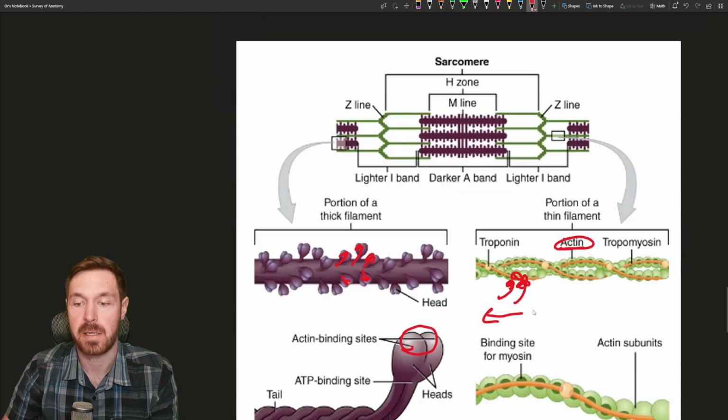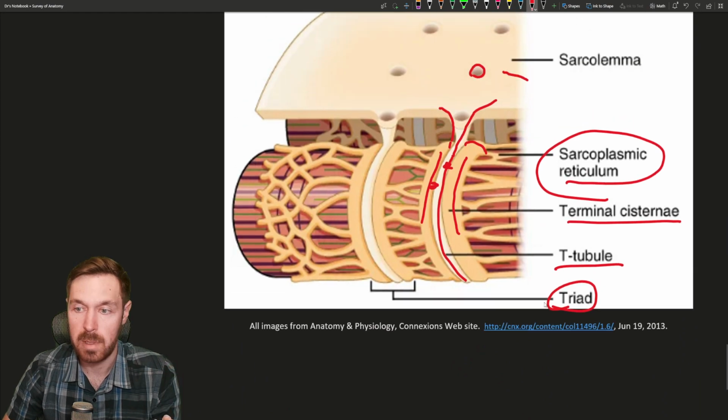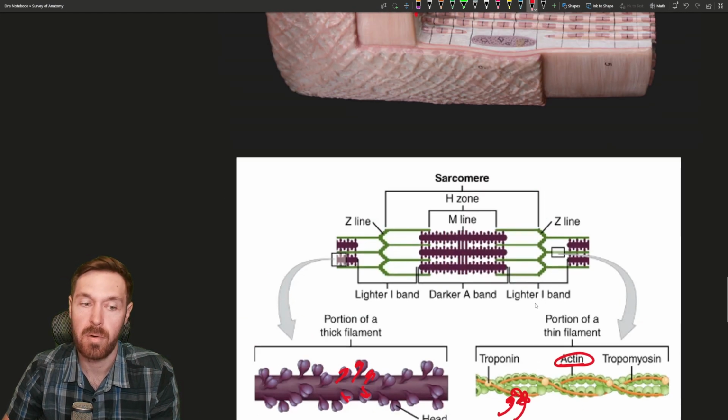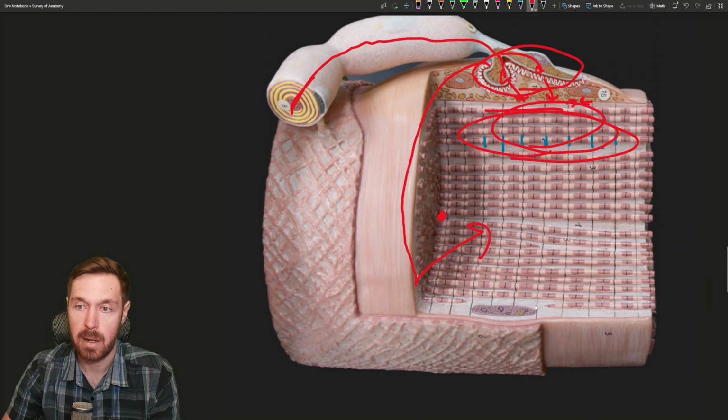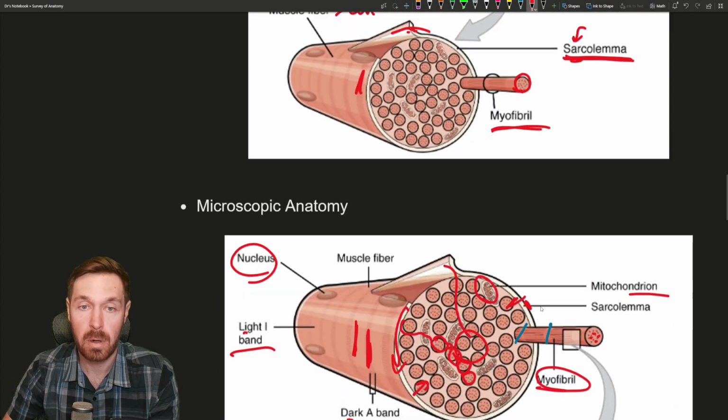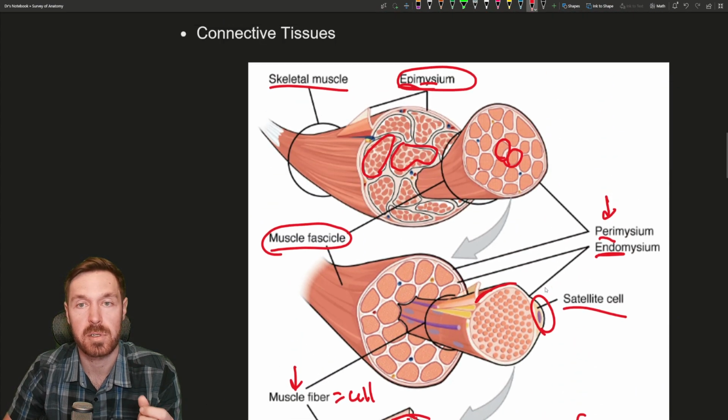So I know that was a lot to start this chapter, but it's really important that we understand this anatomy before we go in to the actual muscle contraction, and then we'll go over all the major muscles of the body and their functions as well.